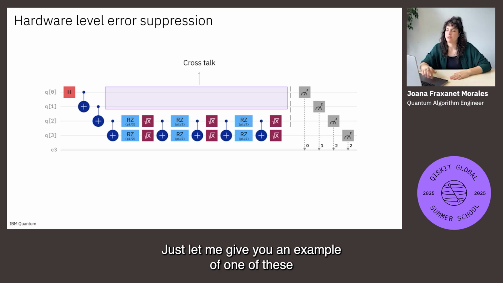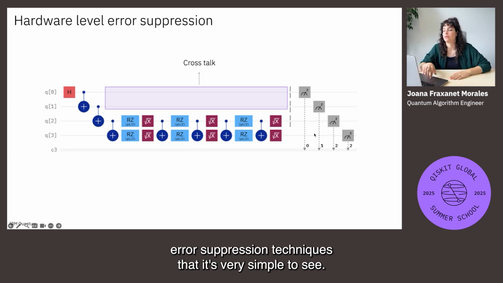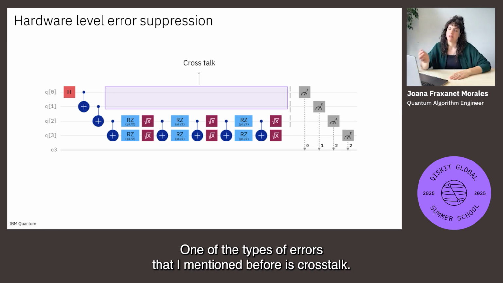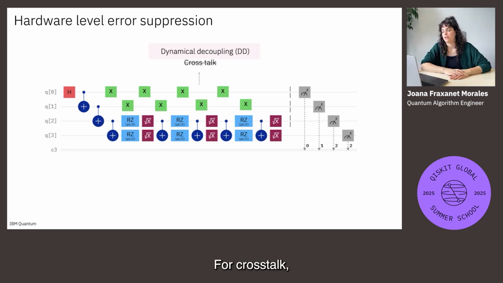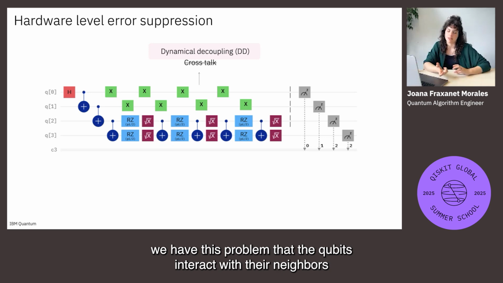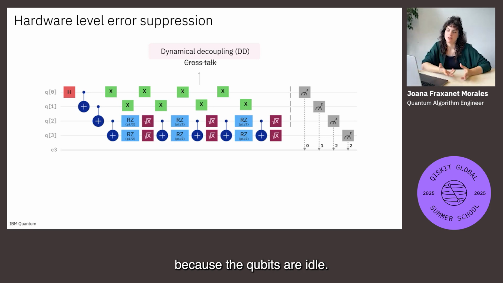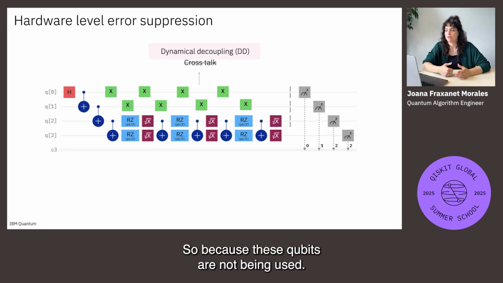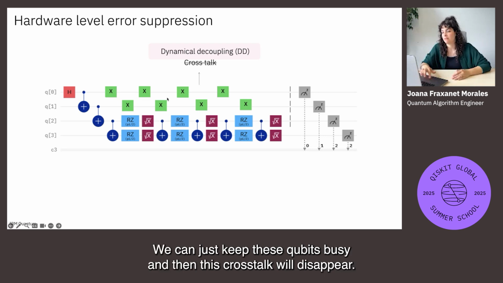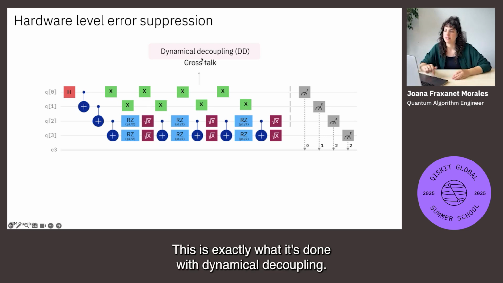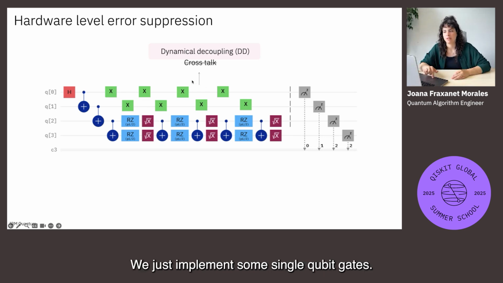Just let me give you an example of one of these error suppression techniques that is very simple to see. One of the types of errors that I mentioned before is crosstalk. For crosstalk, we have this problem that the qubits interact with their neighbors because the qubits are idle, because these qubits are not being used. We can just keep these qubits busy, and then this crosstalk will disappear. This is exactly what's done with dynamical decoupling. We just implement some single qubit gates.